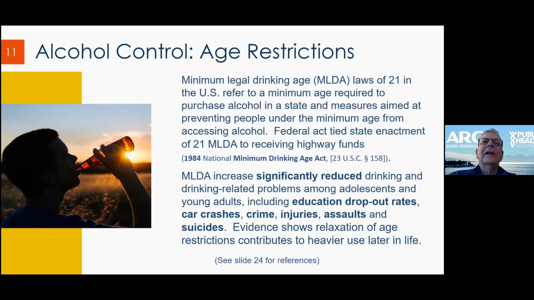So one of the things that the federal government did was enact a 21-year-old minimum drinking age act. And the way this was enforced was by tying highway funds to the state enactment of the 21-year-old minimum legal drinking age. And that was very effective. Within a very short time, all the states had a 21-year-old minimum legal drinking age, and this has remained in place subsequently.